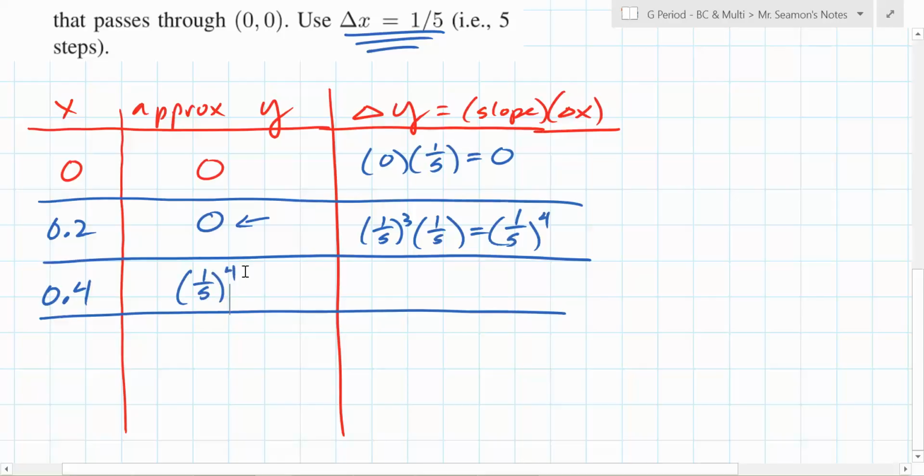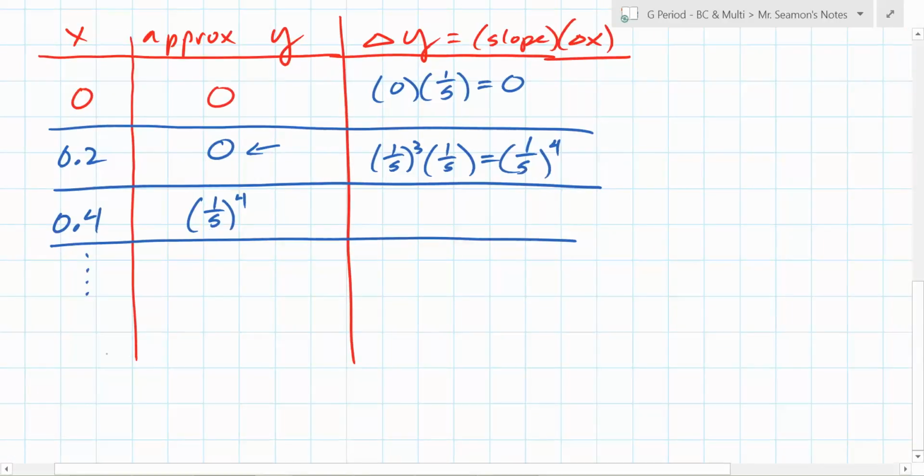You there with me so far? At this point, you're probably going to need to start using your calculator. Are you okay with this method so far? If you keep on doing this, and again, on the AP exam you're going to do 0.6, then 0.8, and then you're going to get to 1.0. Anybody have the estimate for y? Did anybody go that far?